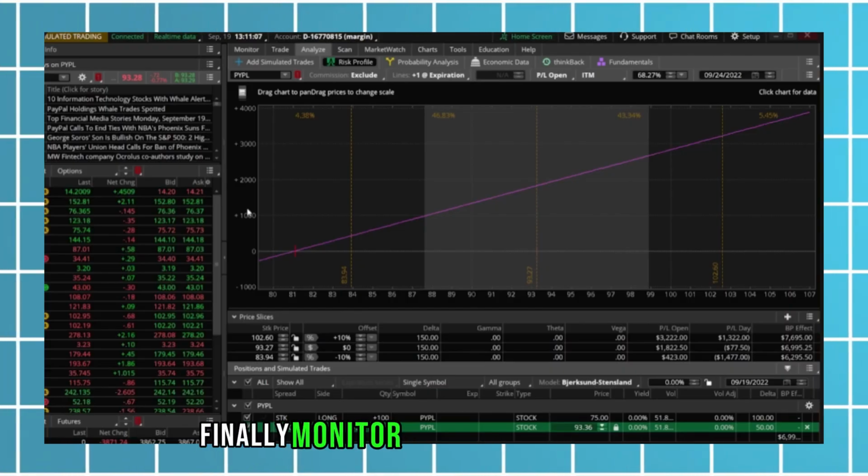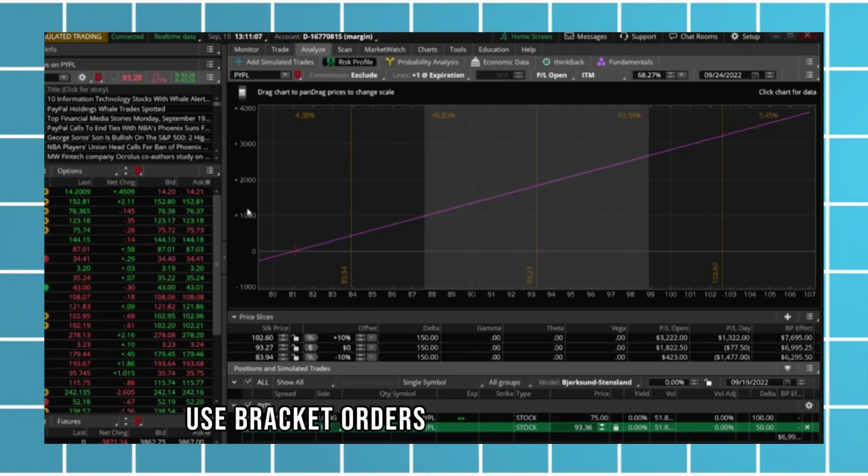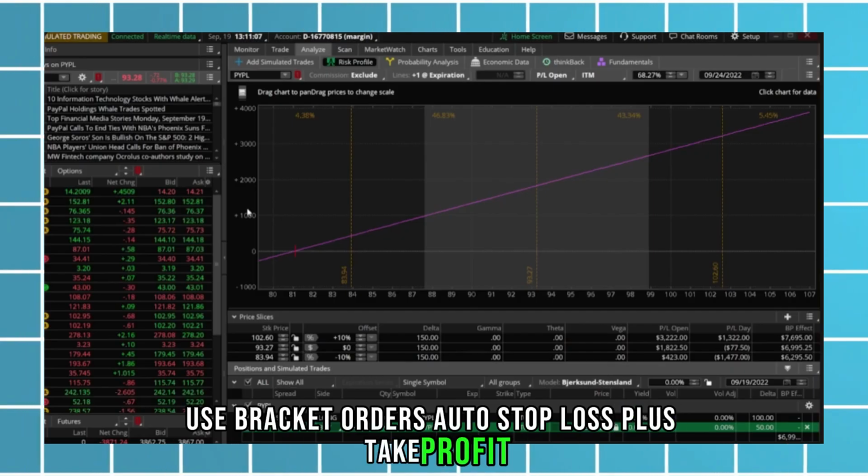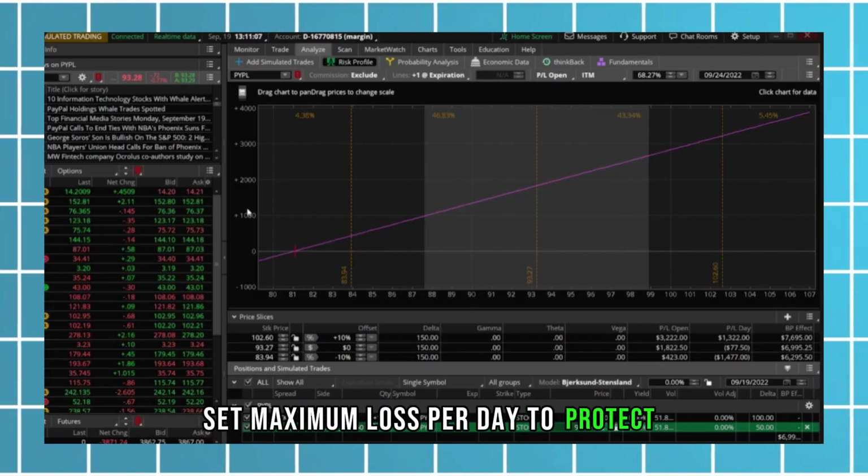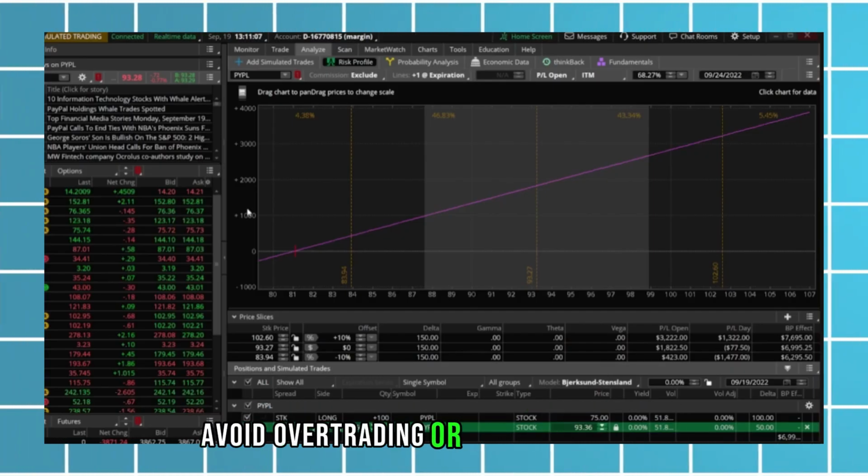Finally, monitor and manage your risk. Use bracket orders: auto stop loss plus take profit. Set a maximum loss per day to protect capital. Avoid overtrading or revenge trading.